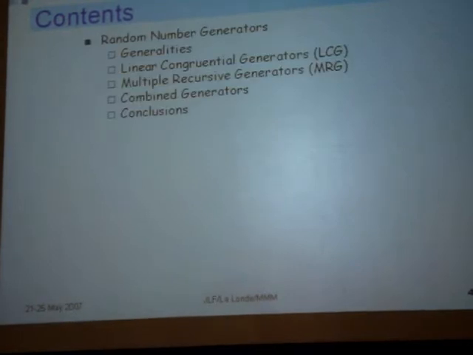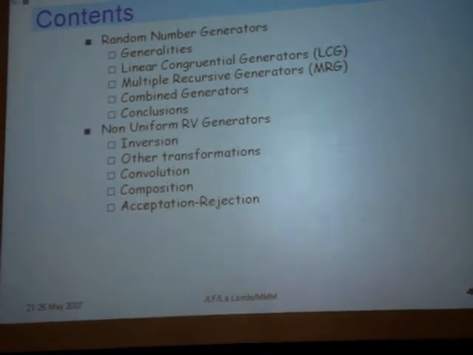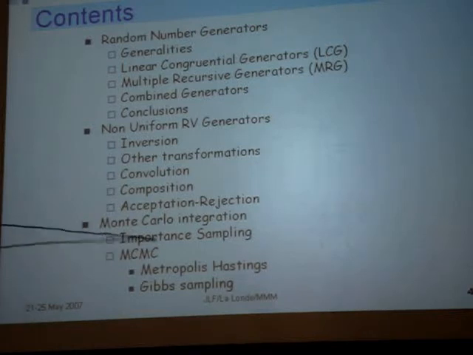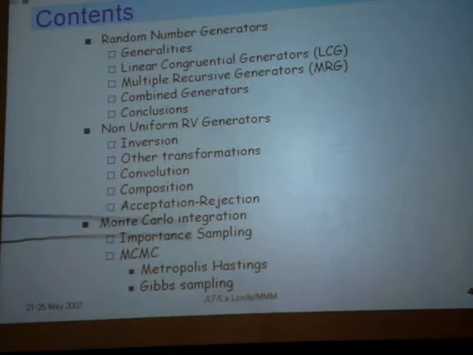So this is the content of the course in 3 parts. We first discuss briefly random number generators with some generalities and 2 kinds of generators, linear congruential, multiple recursive and combined. And I will draw some practical conclusions. We'll move on to non-uniform random variable generators, starting with the basic principle, inversion, talking about transformation, convolution, composition, acceptance-rejection. And we move on to Monte Carlo integration, importance sampling, Markov chain Monte Carlo, and Metropolis-Hastings and Gibbs sampling. So that's a long lecture, and I apologize in advance for giving this in the afternoon, as you have already experienced.